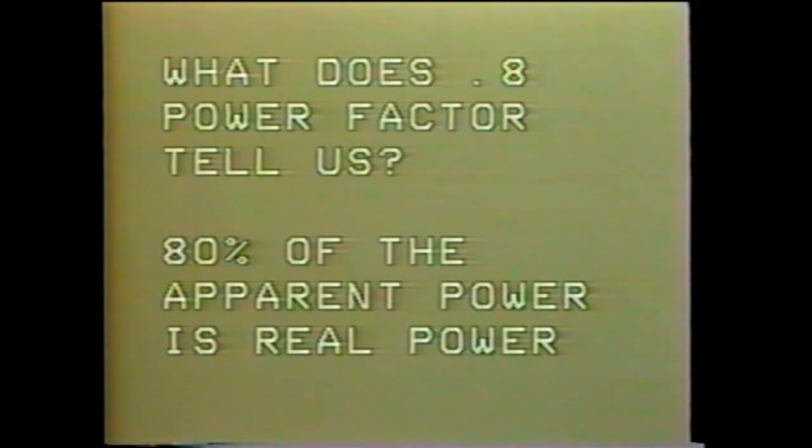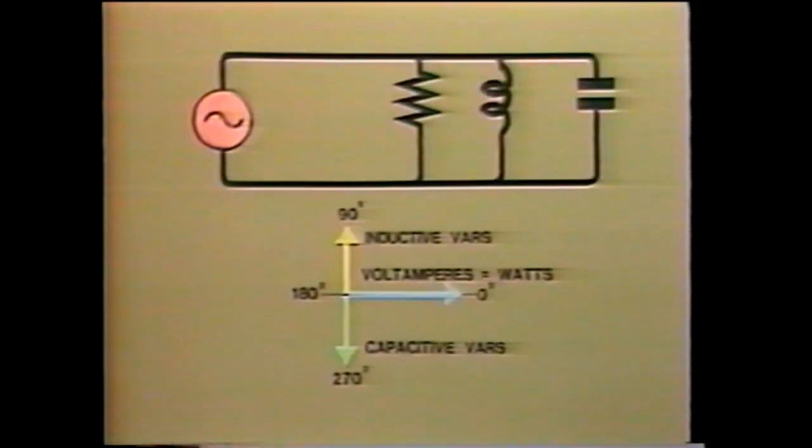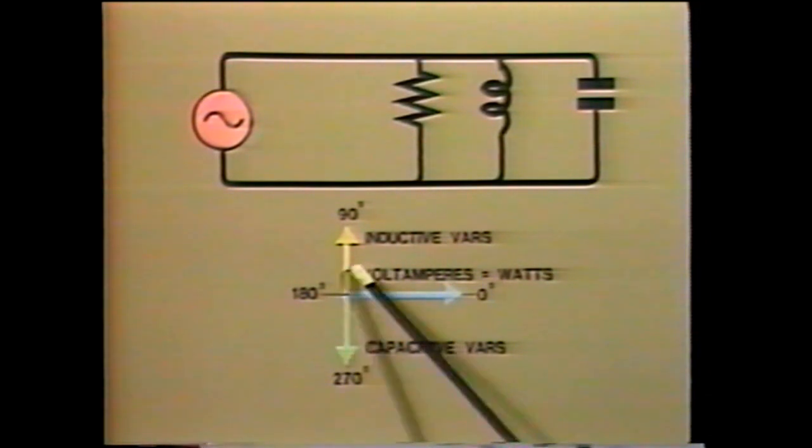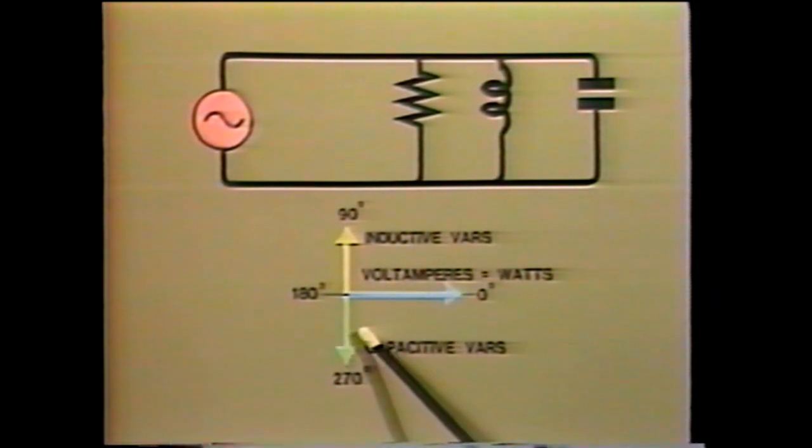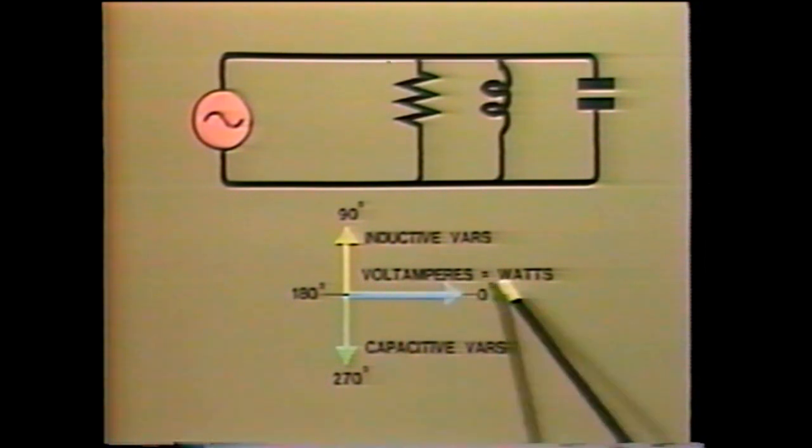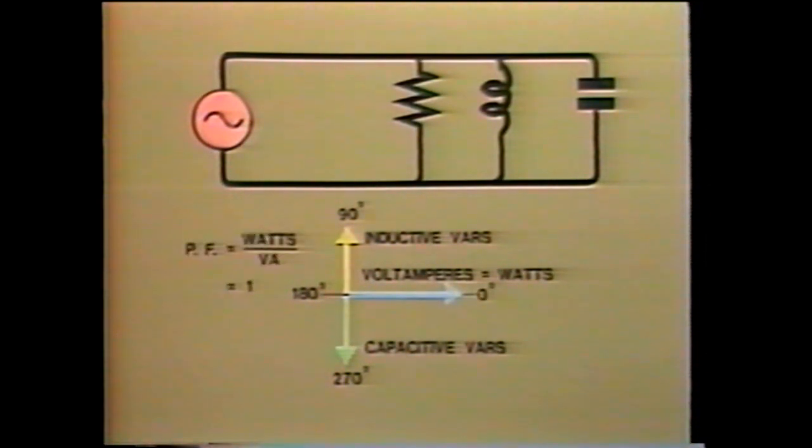What does 0.8 power factor tell us? Well, we can say that 80% of the apparent power is the real power in watts. In a circuit that has equal inductive and capacitive VARs, the volt-amperes consist entirely of watts. The power factor in this case is equal to 1, since watts divided by volt-amperes will equal 1. This is known as unity power factor.